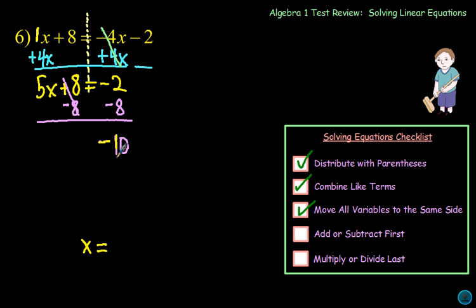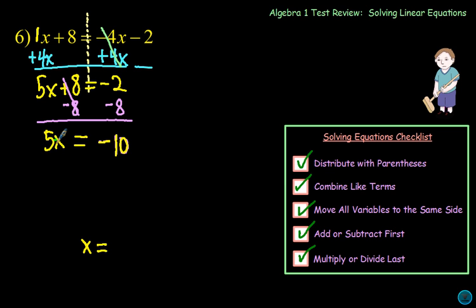I think I wanted to do that in yellow. All right, and let's bring everything else down. You got 5x equals negative 10. So we can check off add or subtract, and the last thing on the list is to multiply or divide. Again, that says 5 times x.